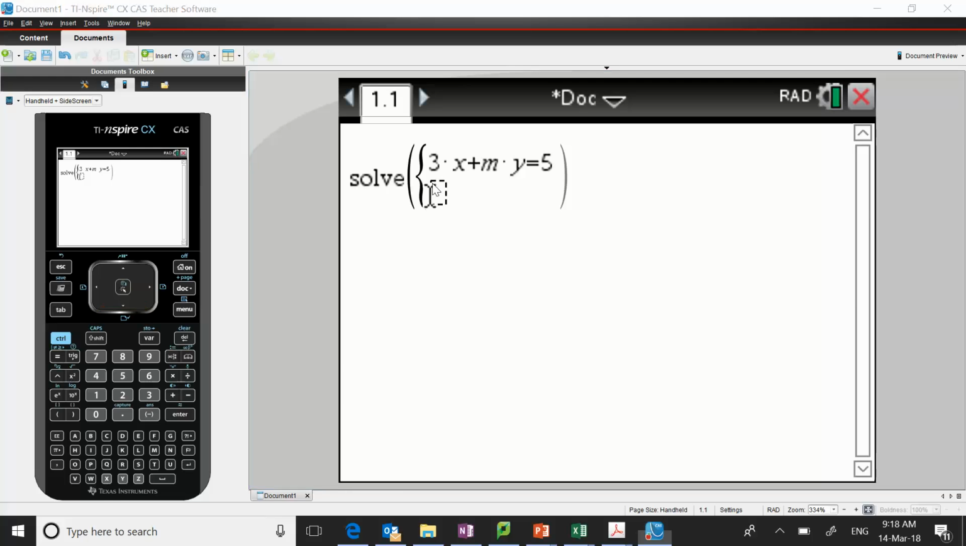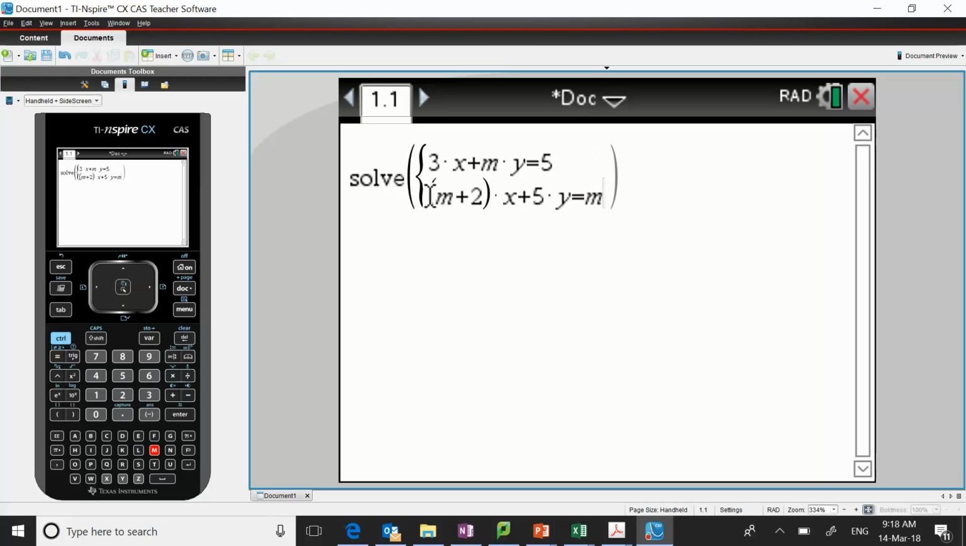So here we go. Next one. It was m times x, so m plus 2 times x, and plus 5 times y equals m. In this case here, what am I trying to solve for? Not m, x and y. Remember, at the end of the day, what were you trying to solve? You're trying to solve for the intersection of the two lines. Intersection of two lines means you need the x and the y coordinates. So you're not looking for m, you're looking for x and y.